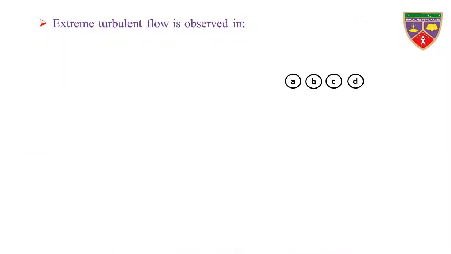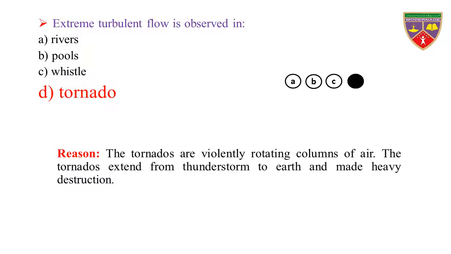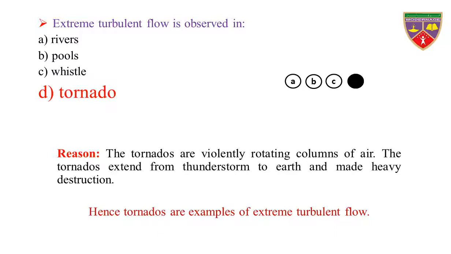Extreme turbulent flow is observed in: option A, rivers; option B, pools; option C, vessel; option D, tornado. The key is tornado. Therefore, the correct option is D. Reason: tornadoes are violently rotating columns of air. Tornadoes extend from thunderstorm to earth and cause heavy destruction. Hence, tornadoes are examples of extreme turbulent flow.